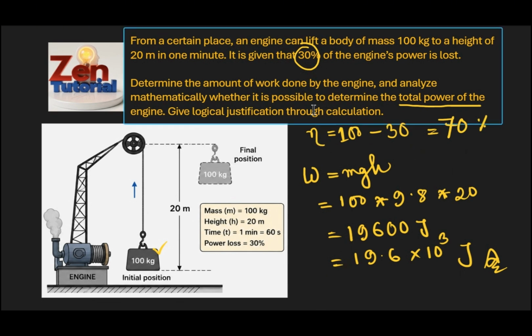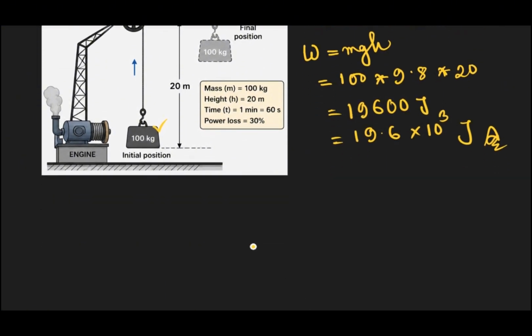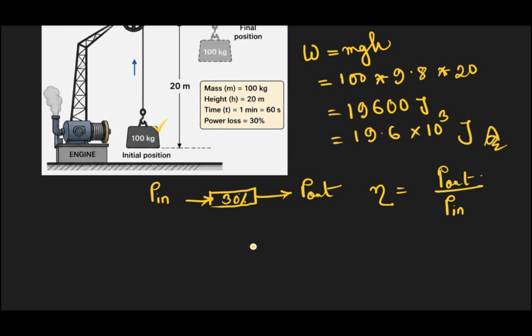What we have to do, is it possible to calculate the total power of the engine? So let's try. So here is the engine, as we have seen here. This is the input power, P in, and this is the output power, P out. So here is the loss. So 30% is loss. So efficiency is equal to P out over P in times 100%. So efficiency is how much? 70%.